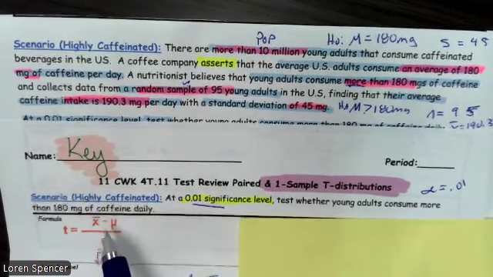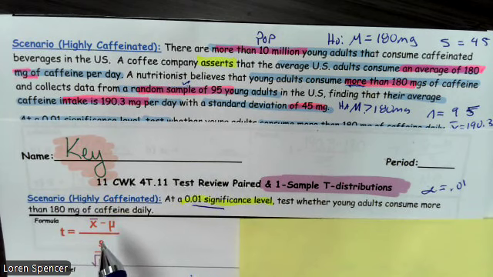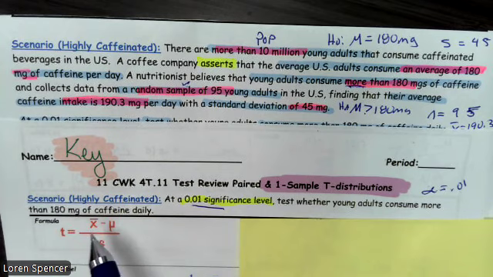So this is t equals x bar minus mu, over s divided by the square root of n. We've also been running a paired. Paired had the d's on it. There's no before and after, so there should be no d's. So I don't want to see d's. If you have d's, it's going to be wrong.